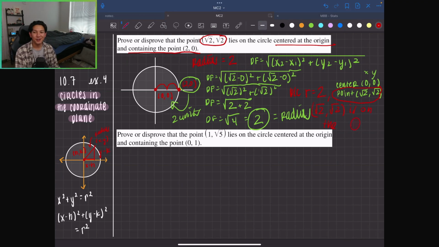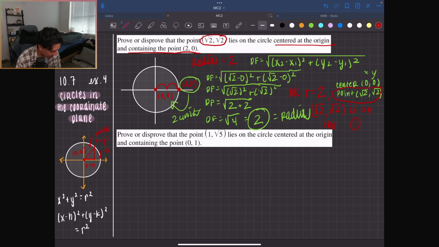Awesome. So let's go ahead and use that same logic for this next example. Prove or disprove that the point 1 root 5 lies on the circle centered at the origin and containing the point 0, 1. So it's the same idea here, but just different numbers, okay? So I'll walk you through this one.